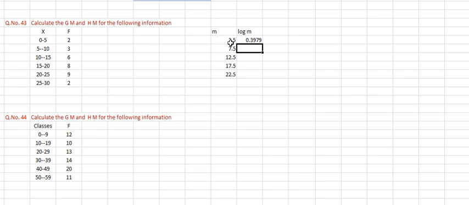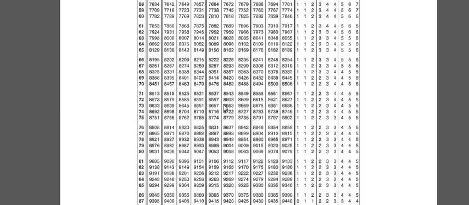3979. Like 7.5, you only count the 7. 7 is the integer, the whole value is called an integer. The fraction point you have to remove. 7 is one place, minus 1. Don't take the 7.5 as 2 places. Only the integer part you have to take. 7 is 1 place, minus 1 is 0. Then you have to check 7.5. 7.5 means 750. 7.5 means 75. What is 750 here? 750 is 8751.